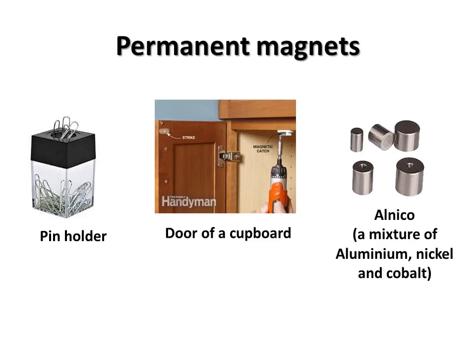Permanent magnets. The magnets fixed to a pin holder or the door of a cupboard are permanent magnets. Permanent magnets are made from a mixture of nickel, cobalt and iron. For example, the material alnico is a mixture of aluminium, nickel and cobalt. Just look at the name alnico. From the name itself we'll come to know. Al stands for aluminium, Ni for nickel and Co for cobalt. That is, alnico is a mixture of aluminium, nickel and cobalt.